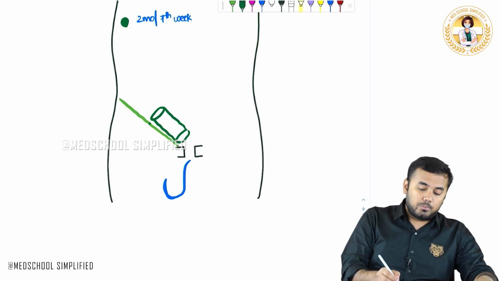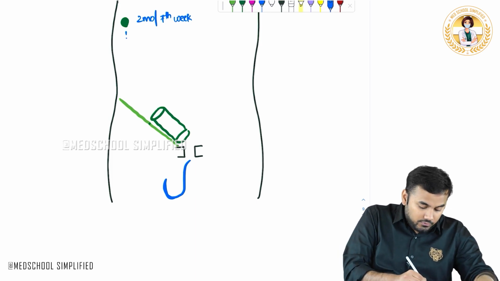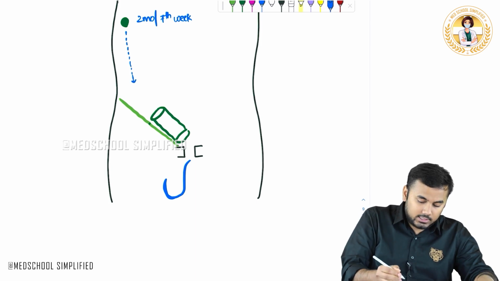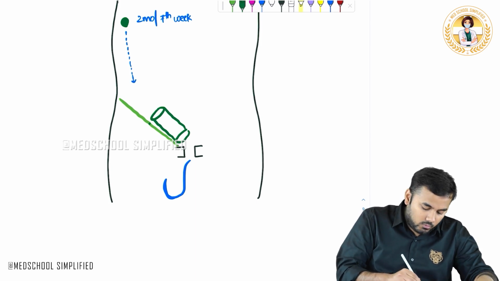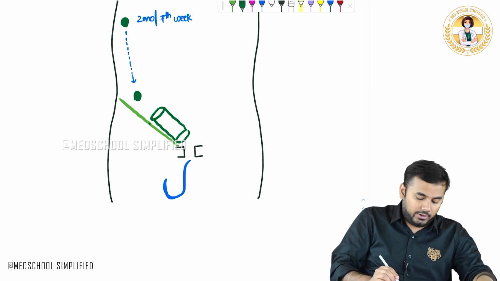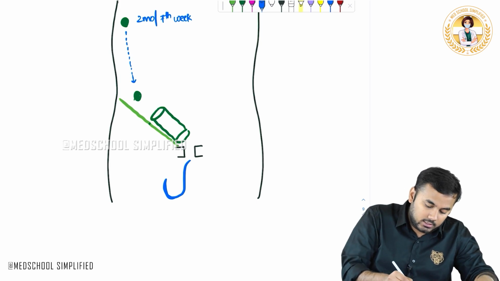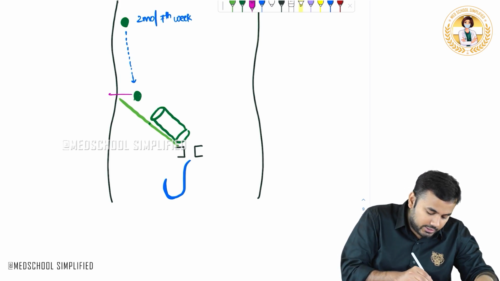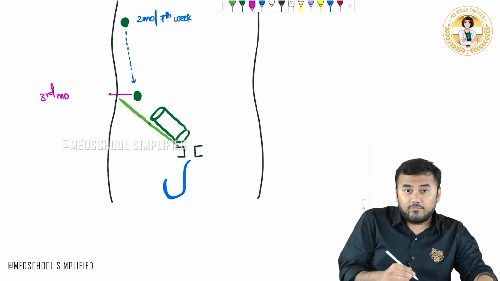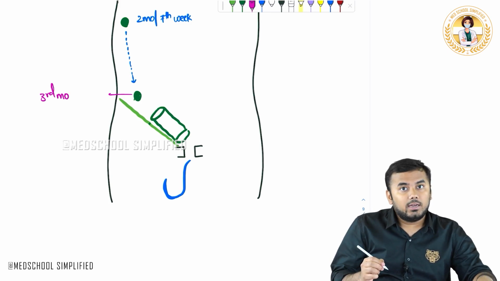So now at which month will the testis descend down to the inguinal region? It descends down to the inguinal region during the 3rd month. Now in the 2nd month it is in the abdominal cavity. During the 3rd month it descends down in the inguinal region. 3rd month, right?